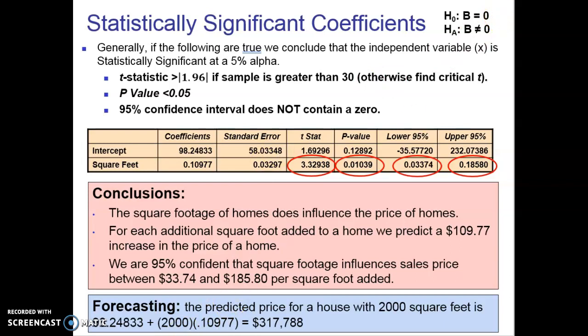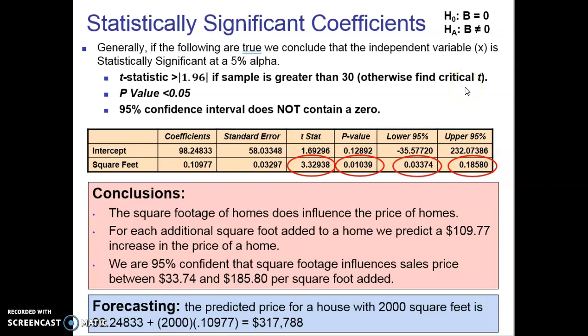Ordinarily, we're not dealing with such small samples. We're dealing with larger samples. And that means often we can use a t-stat of 1.96 as our critical value as long as we have a sample greater than 30. If we don't have a sample greater than 30, then we need to do what we just did, which is find the critical t based on the table.